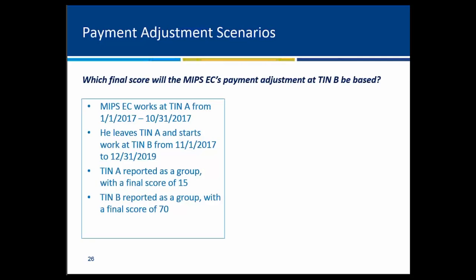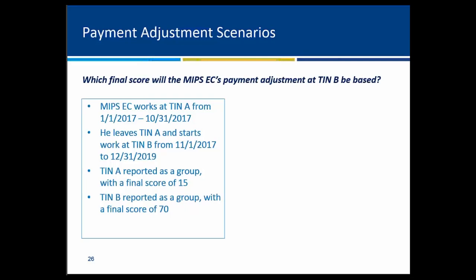Okay, the second scenario: we have a MIPS eligible clinician who works at TIN A from January 1st of '17 to 10/31 of '17. And he leaves TIN A and starts to work at TIN B from 11/1/17 to 12/31/19. TIN A reported as a group with a final score of 15. TIN B reported as a group with a final score of 70. Which final score will the MIPS EC's payment adjustment at TIN B be based on?